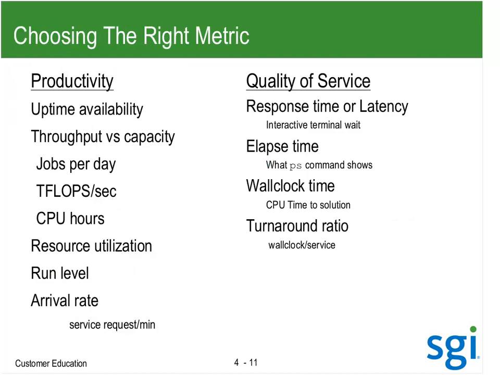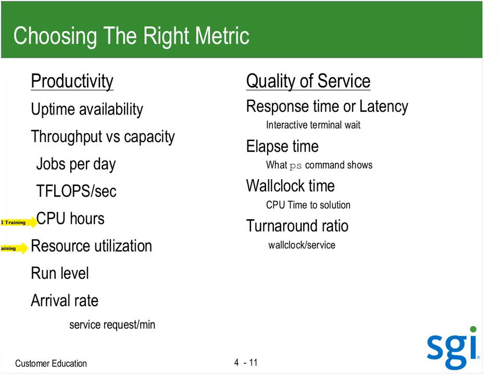I got to choose the right metric. So data center managers care about productivity. They want the system up all the time. They want number of jobs per day. They want CPU hours. I've seen sites that will actually plot the CPU hours per month by division, and then plot that out for a 5-year interval.